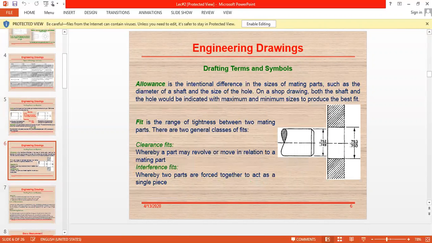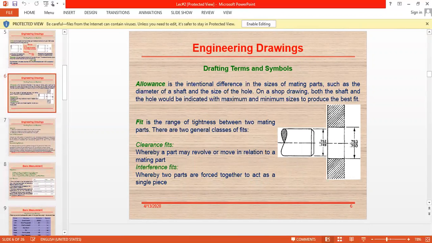We have also discussed allowance. It is the intentional difference in the size of mating parts, such as the diameter of a shaft and the size of the hole. On a shop drawing, both the shaft and the hole would be indicated with maximum and minimum size to produce the best fit. And what is basically a fit? The range of tightness between the two mating parts.